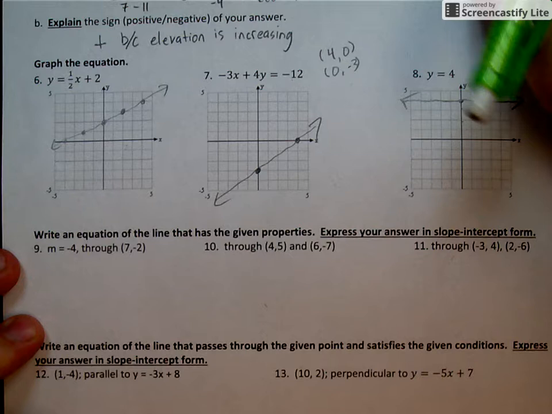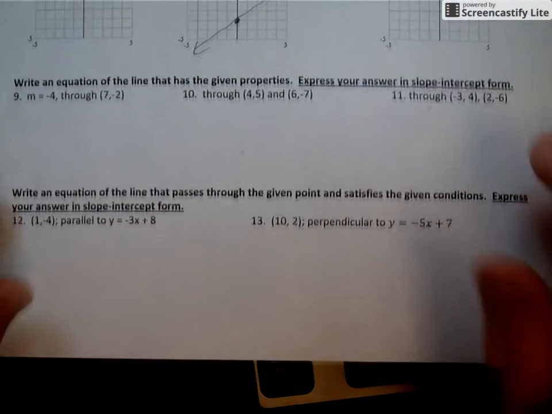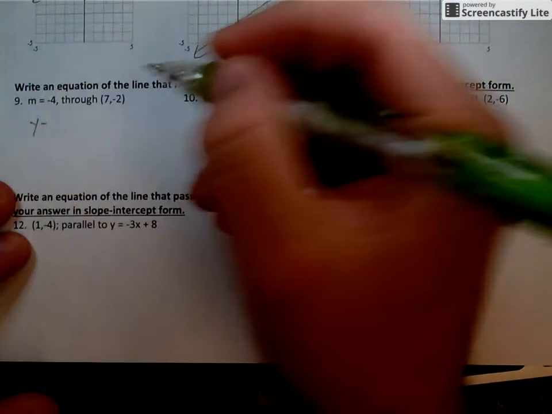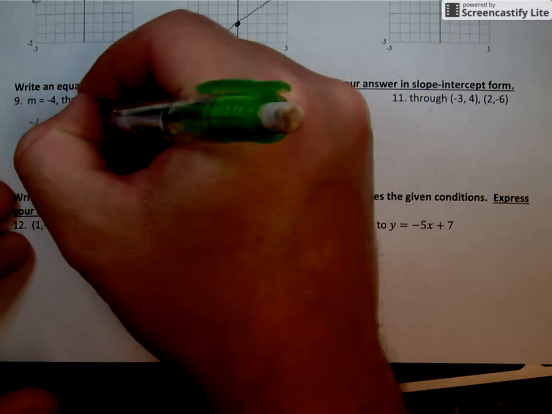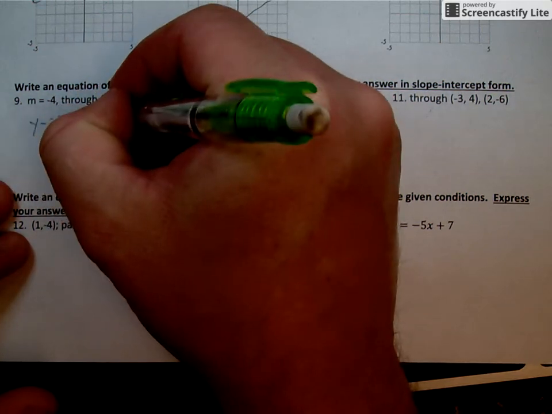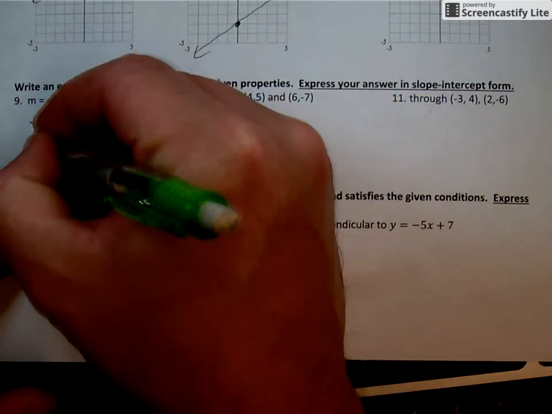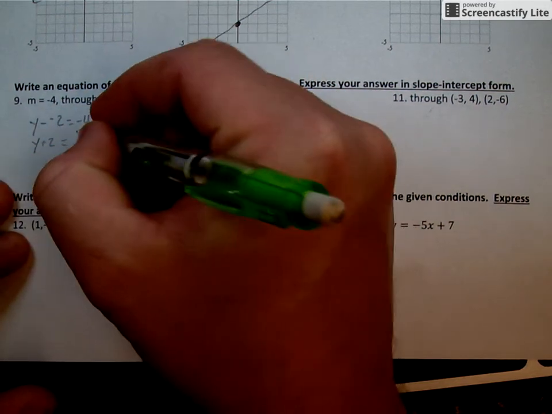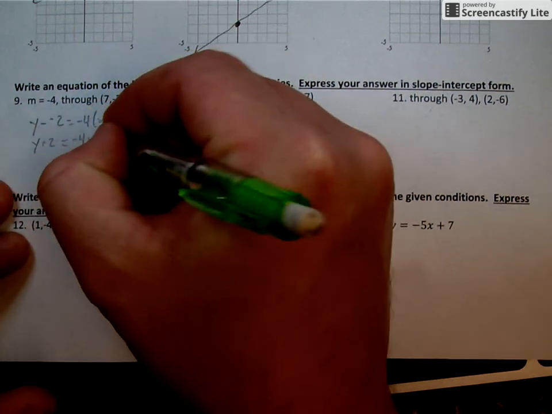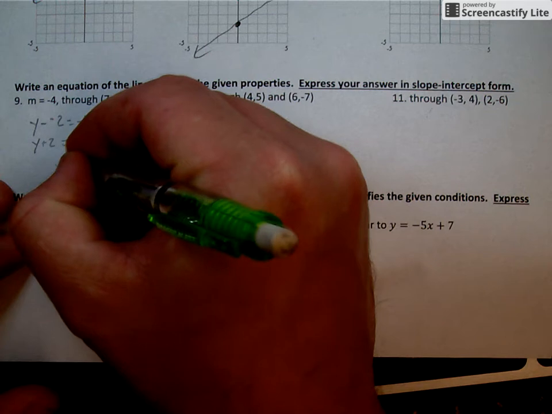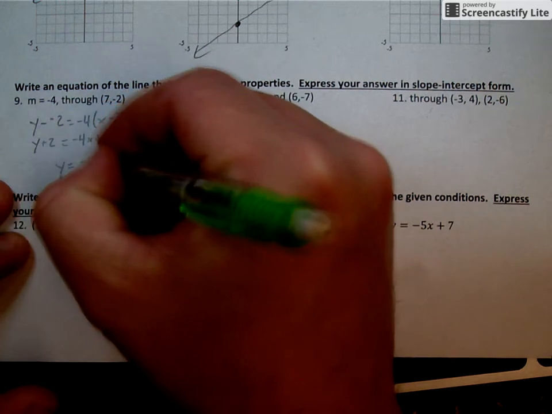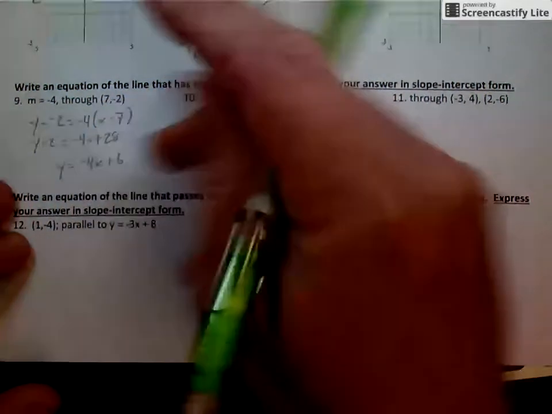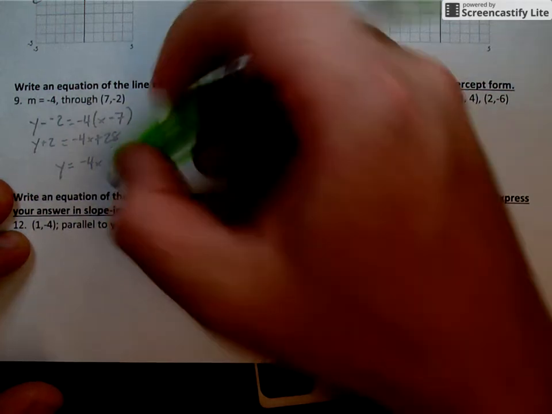Now starting with number 9, we're going to use point slope form. Y minus -2 equals -4 times x minus 7. So that's y plus 2 equals -4x plus 28. Subtract our 2. 26, sorry.